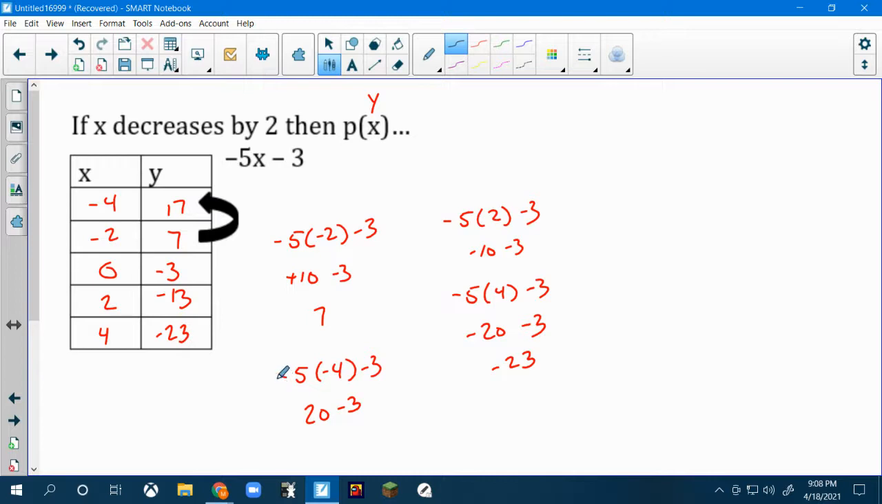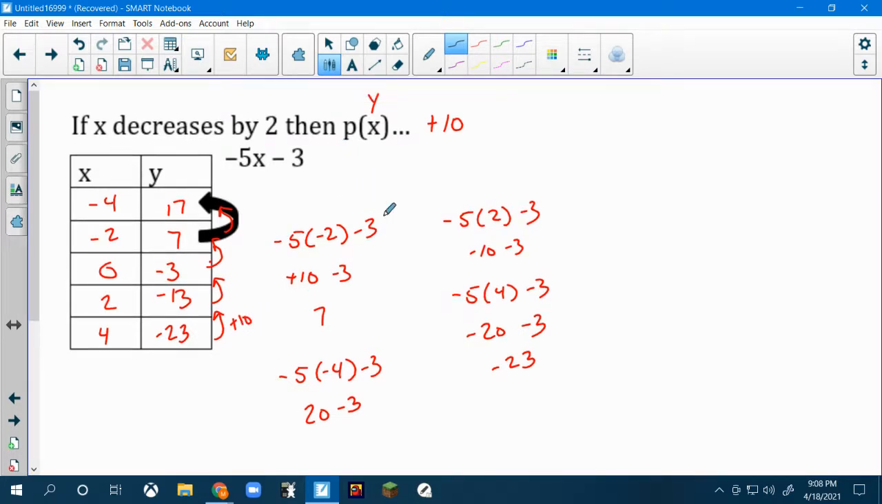So what happens? If x decreases by 2, then y does what? If I decrease by 2, what am I doing? Well, it looks like I'm adding 10. If I add 10 to 7, I get 17. If I add 10 to negative 13, I get negative 3. If I add 10 to negative 23, I get negative 13. Notice that we didn't go down this way because we're talking about decreasing x, so we're getting smaller. So I add 10.